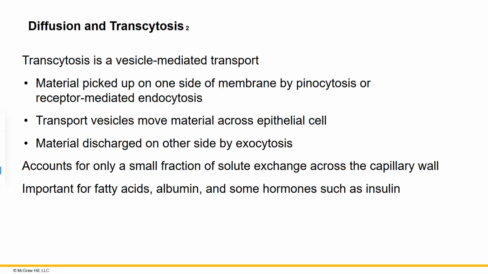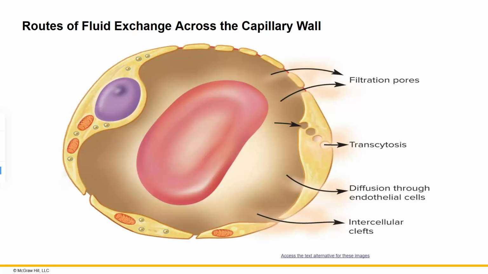Transcytosis is a vesicle-mediated transportation. Material is picked up on one side of the membrane by pinocytosis or receptor-mediated endocytosis, and transport vesicles move material across the cell. And these are the pictures of those processes.